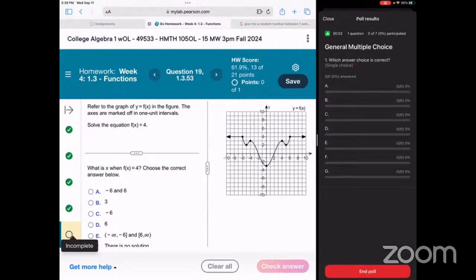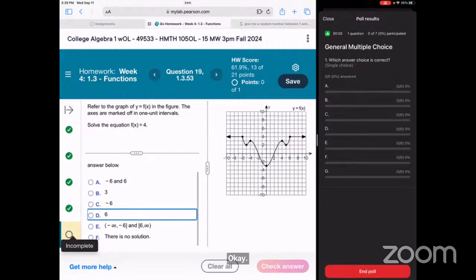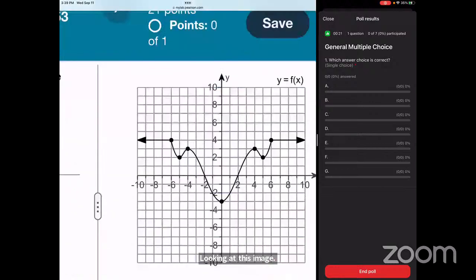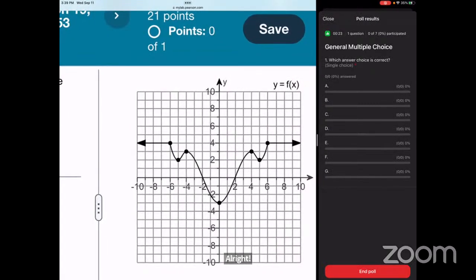Okay, let me see. So refer to the graph of f of x in the figure. The axes are marked off in 1 unit intervals. Okay, solve the equation f of x equals 4. So if we're looking at this image, right? When is our y value equal to 4? What are the corresponding x's where y equals 4?